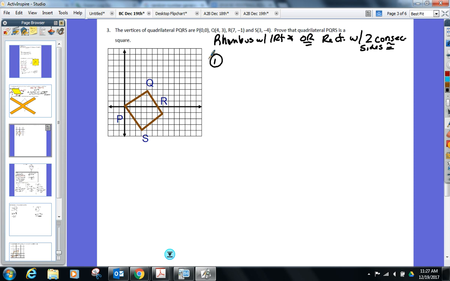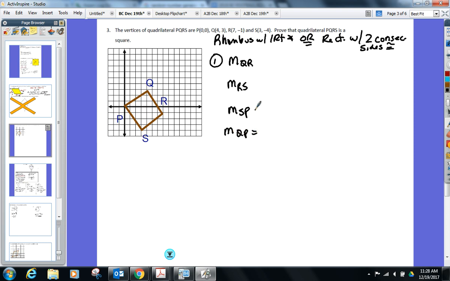Come on, rectangle, guys, rectangle. Show it's got 4 right angles. If I want to show right angles, what formula am I going to need? Slope or distance? Slope. So we're going to have to find the slope of all 4 sides: slope of QR, slope of RS, slope of SP, and the slope of QP.